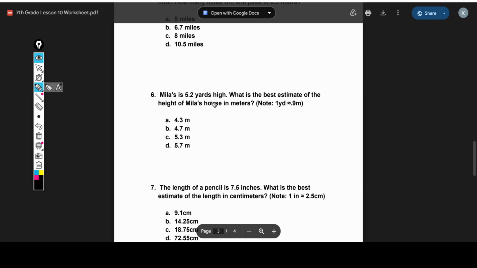And then we do 5.2 yards. Now we have to estimate the height of the house, and we know that 1 yard is about 0.9 meters. So once again, to convert, you'll multiply 5.2 times the approximate conversion, which is 0.9. And so we get 4.68. But none of these answer choices are 4.68. Since we're just approximating, we could try rounding. The 8 is greater than or equal to 5, so we will increase the 6, giving 4.7, which is B.